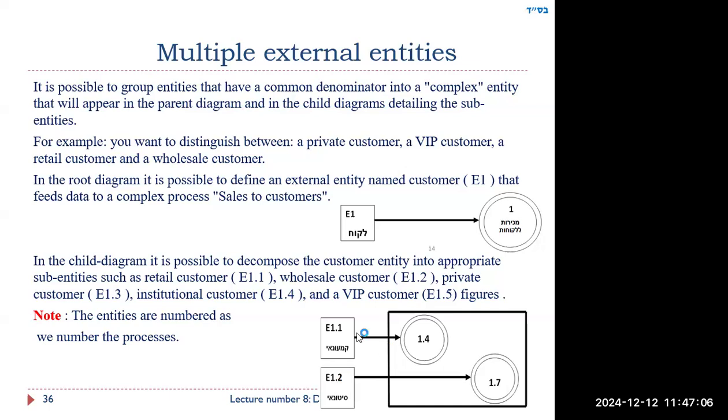So this is how I show inheritance. I don't use an arrow, I just use the numbering system. We have VIP customers, different kinds of customers. So that would be a complex, which would mean that E1 is a complex entity. This is a general customer, and this could be a VIP customer and a regular customer, or a retail customer and a wholesale customer.